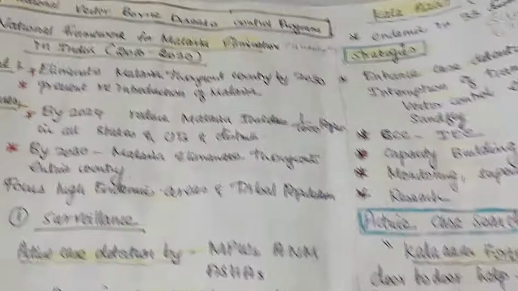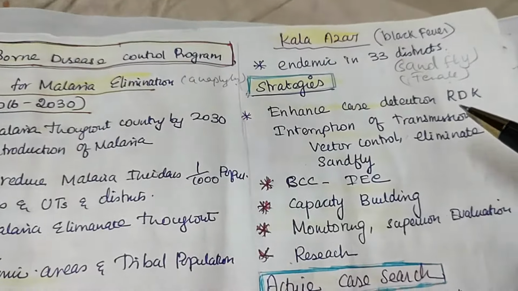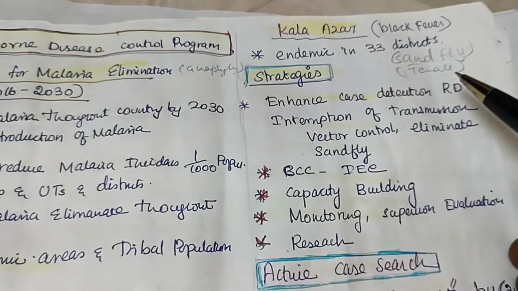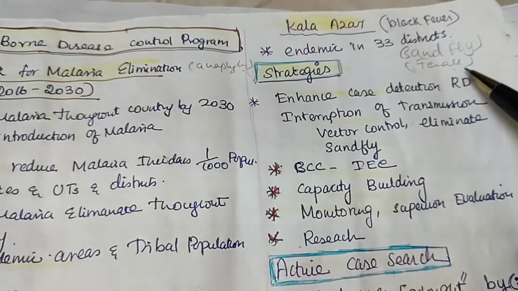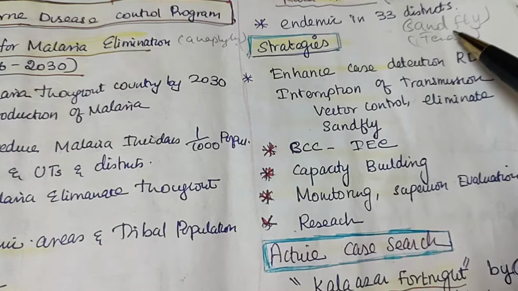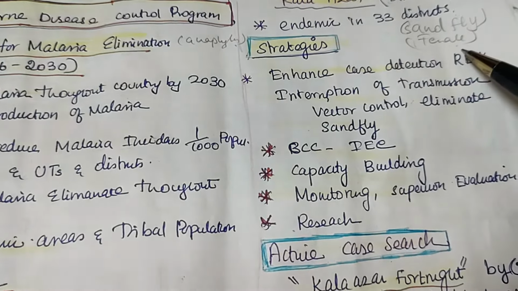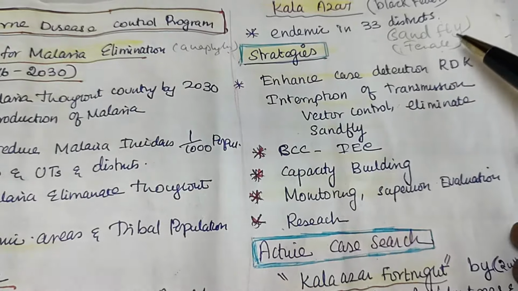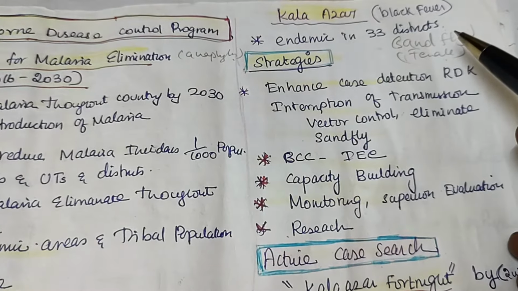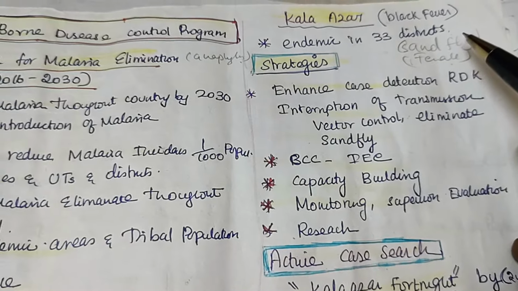Next, if you see, this is called Kala-azar. Mainly this disease is caused by the sand fly. The Leishmania parasite of the affected person you may find in the bone marrow, spleen and liver. It's a very dangerous disease. It's an endemic area, with 33 districts affected. Actually, it is called the black fever.